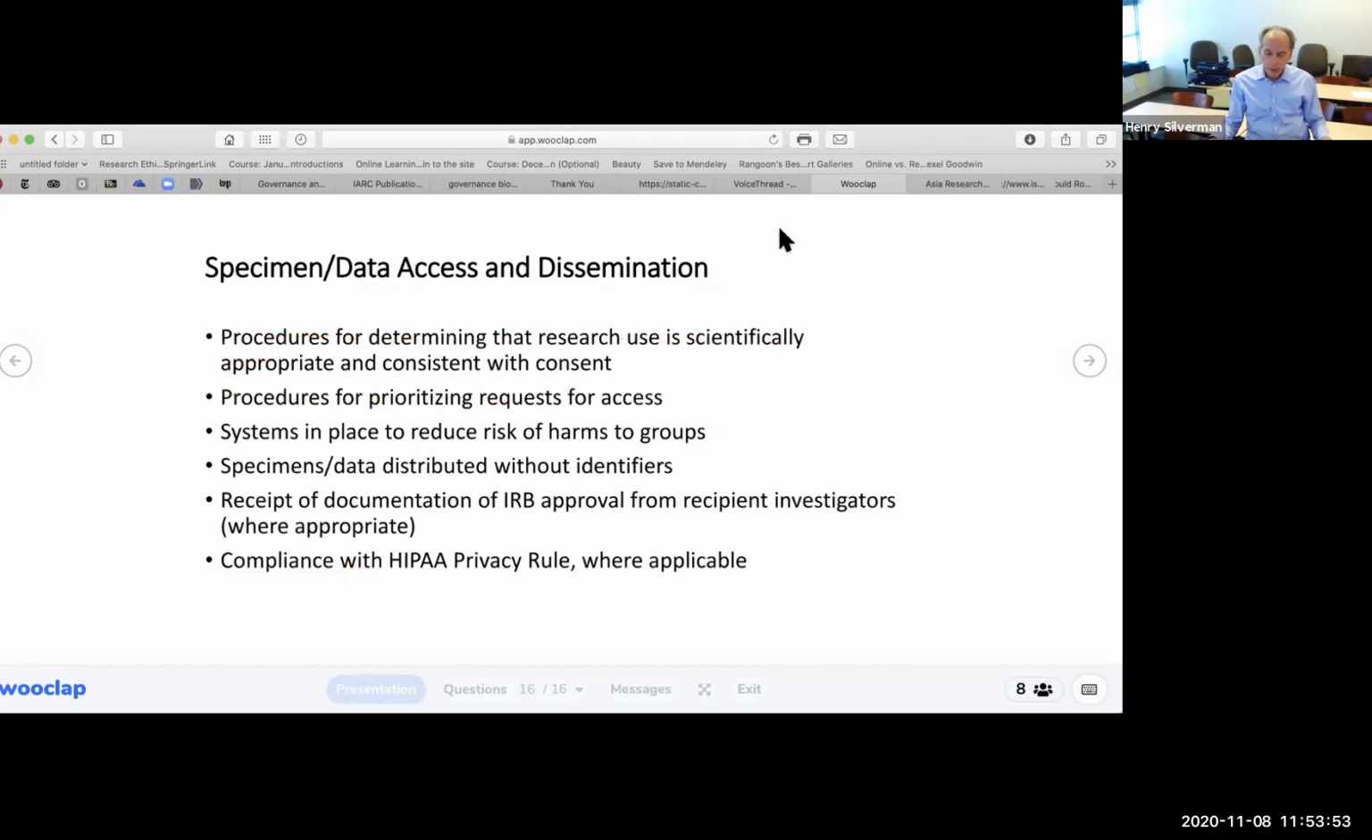Other issues, determination of whether the research study itself is scientifically appropriate and consistent with the initial consent. So in that previous example, it just said future cancer studies, and you all had brought up issues that it didn't mention genetic research. Are there systems in place to reduce risk or harms to groups? Could specimens be distributed without identifiers? Also review of documentation of IRB approval from the recipient investigators themselves.